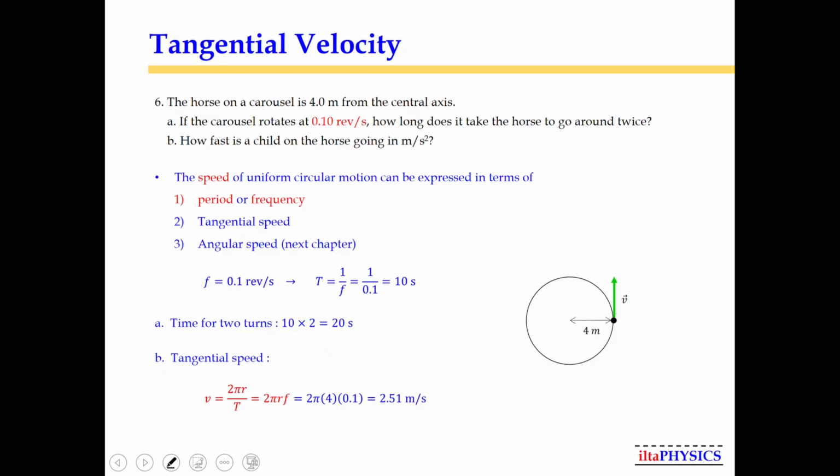To find the velocity of the carousel, we can use the definition of speed by dividing the circumference by the period, or by multiplying it by the frequency. For a carousel with a radius of 4 meters and a frequency of 0.1, the velocity is 2.51 meters per second. I hope you clearly understand the concepts of period and frequency in circular motion.